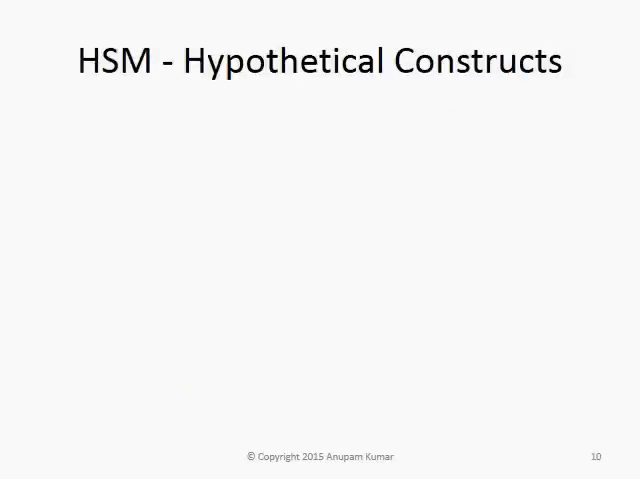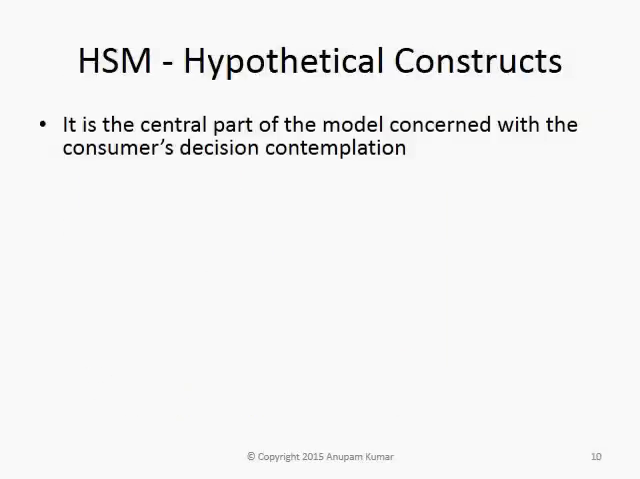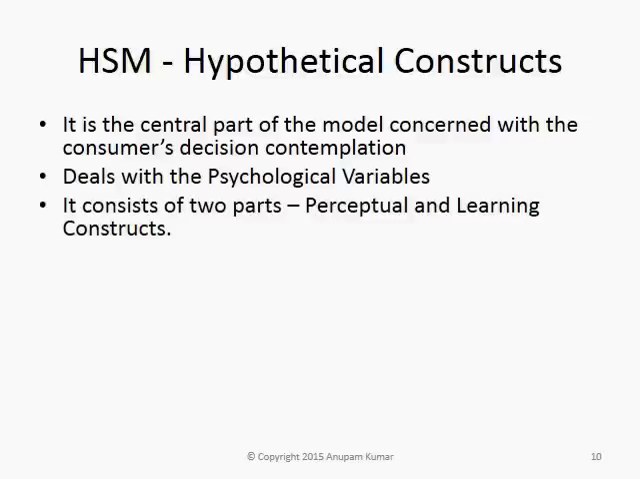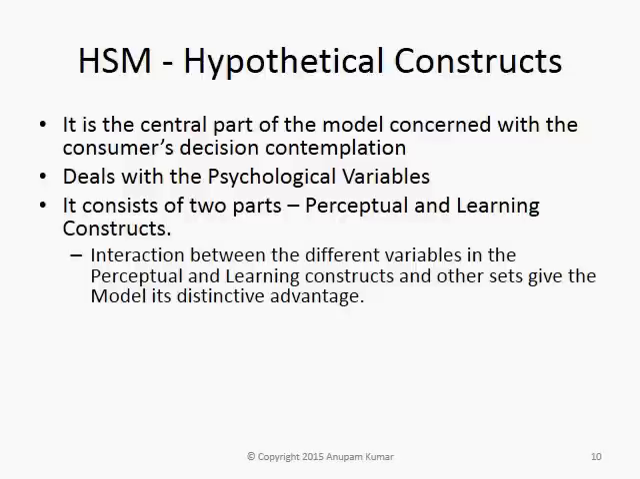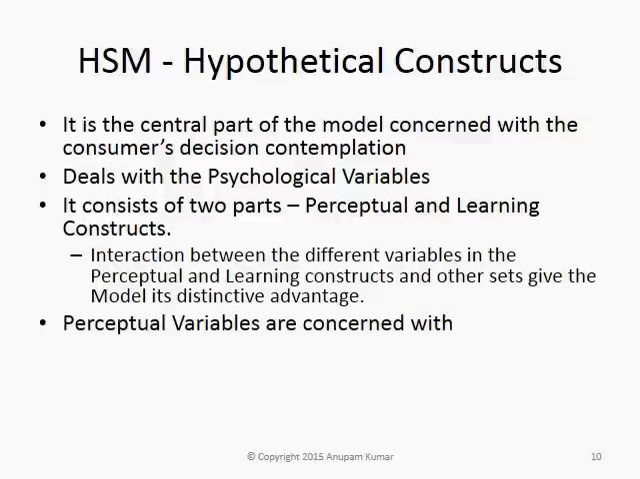Moving on to the hypothetical construct, it is the central part of the model concerned with the consumer's decision contemplation, and by far the most important part of the model. It deals with the psychological variables. It consists of two parts, the perceptual and the learning constructs. Interaction between the different variables in the perceptual and learning construct and other sets give this model its distinctive advantage.